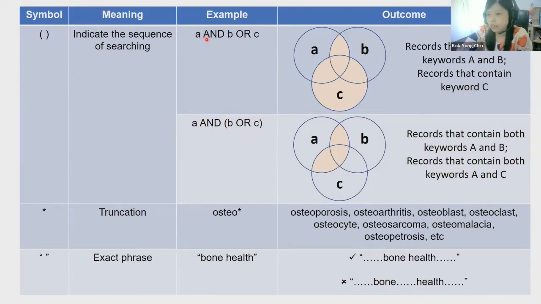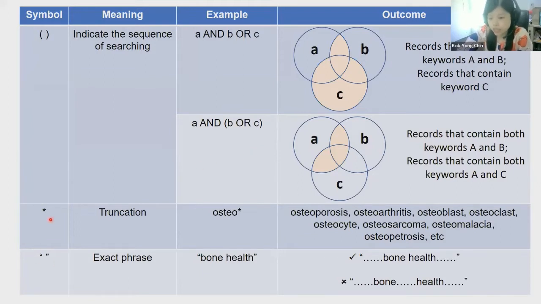When you put A AND B OR C together without the bracket, you are actually getting the records for A AND B first, which is in the middle because they contain both keywords A and B, and then OR C, which is those records that also contain keyword C. For the second one, A AND (B OR C) with the bracket, this is the outcome that you will get. You get B OR C first, the whole thing, but those that intersect with keyword A. So this is the part that you will get. I hope you can all imagine this. These are the differences. It indicates the sequence, so the search engine processes which keywords first.